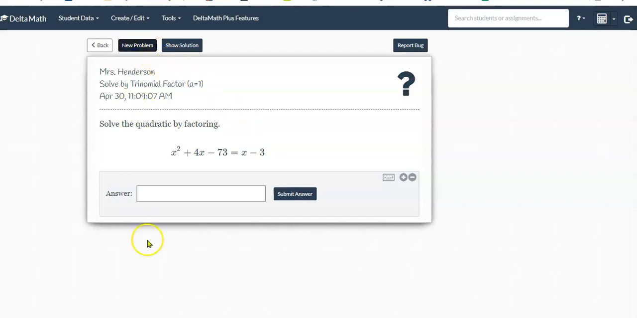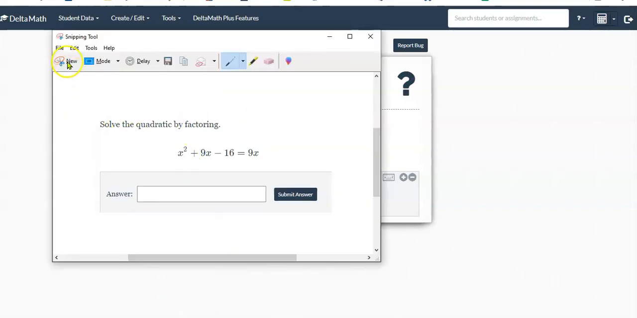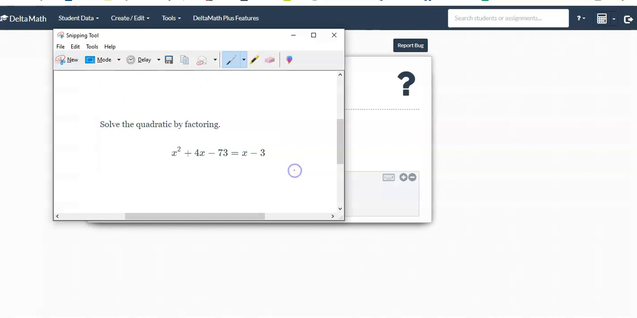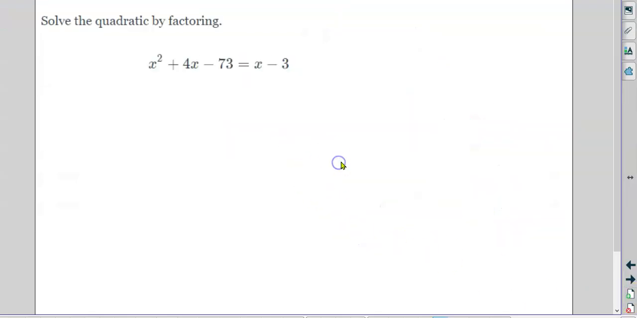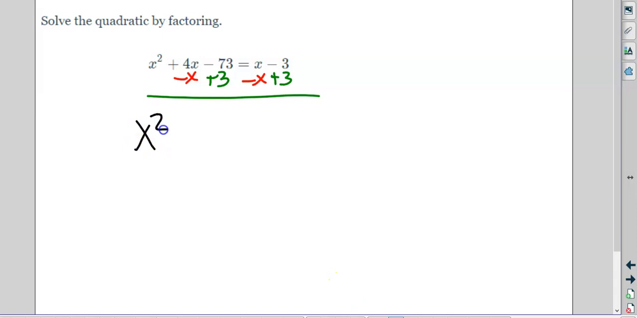All right, one last time. Okay, let me take a screenshot here, and we'll get started. So I'm noticing right now that it's not equal to 0. So this has to come over, and this has to come over. And in order to manipulate that, I'm going to get a -x for this, and I'm going to get a +3 for that. So I'm going to do both of my steps at the same time. So now I get +3x and -70 equals 0.